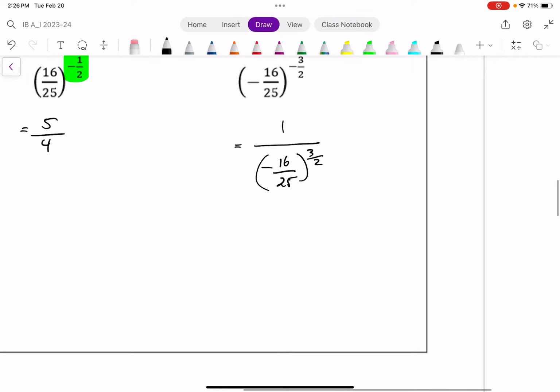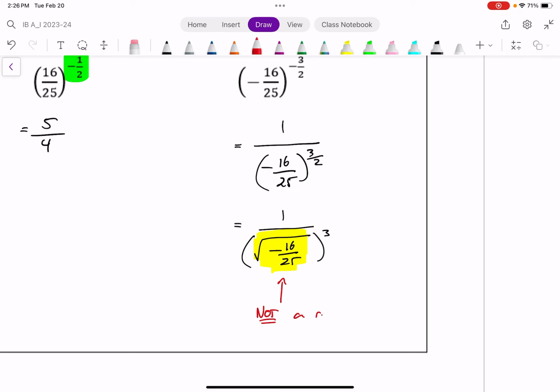Which, what does my denominator mean? That means 1 over the square root of negative 16 over 25 all to the power of 3. That's it. This is where I realize I have a bit of a problem, because the square root of a negative number is not a real number, which means I can't actually evaluate this with real numbers. And so this is not a real number.